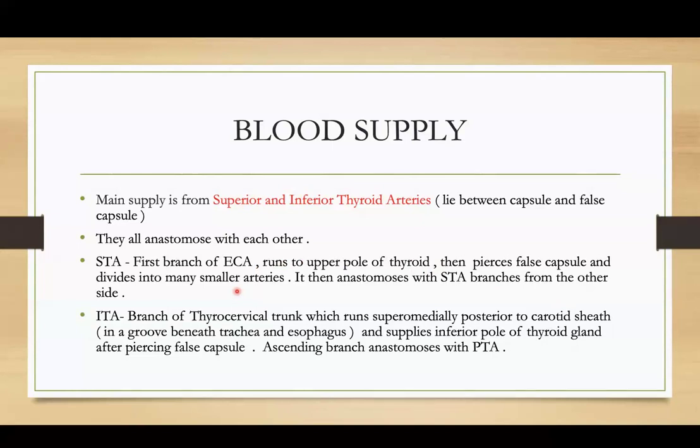Then we have the inferior thyroid artery, which is a branch of the thyrocervical trunk, which runs superior-medially posterior to the carotid sheath. So what does that mean? It runs medially and then it goes up superiorly, and all of this is happening posterior to the thyroid gland. And I'll show you the diagram in a second, and that'll make it more clear. It basically runs in a groove between the trachea and the esophagus. So there's a groove between the trachea and esophagus, and that's where it runs. It supplies the inferior pole, obviously evident by the name, and it has an ascending branch that anastomoses with the posterior thyroid artery, which is another artery that's not very important, but this is an important anastomosis.